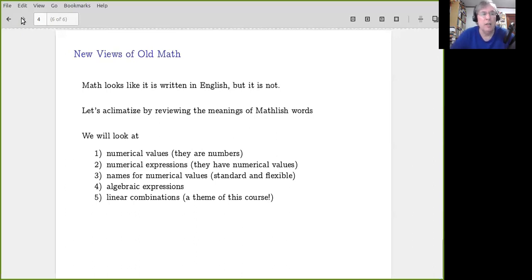Here's what we'll look at: numerical values. These are just numbers. Numerical expressions. They're things that have numerical values. Names for numerical values. Well, there are standard names for numbers and flexible names for numbers: variables and constants. We'll look at algebraic expressions, and finally linear combinations, which is a primary theme for this course.